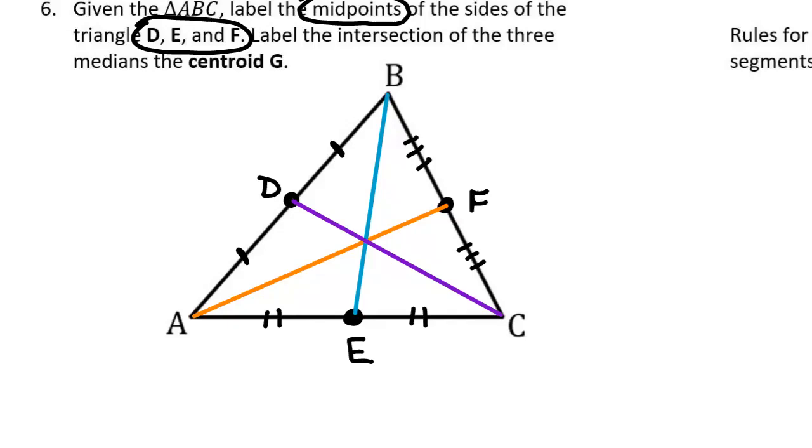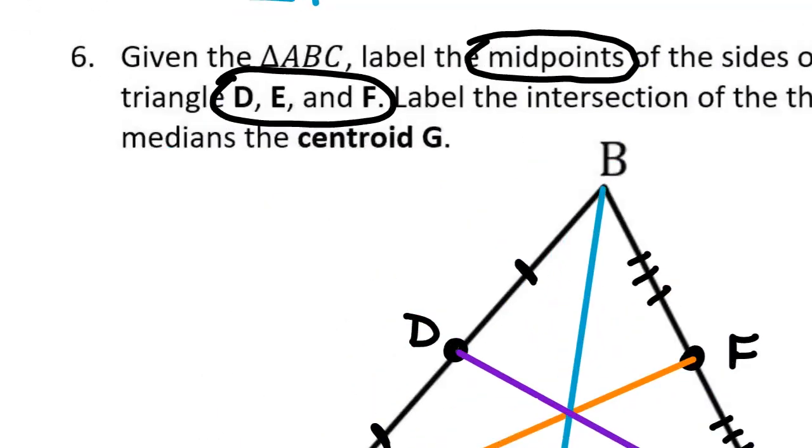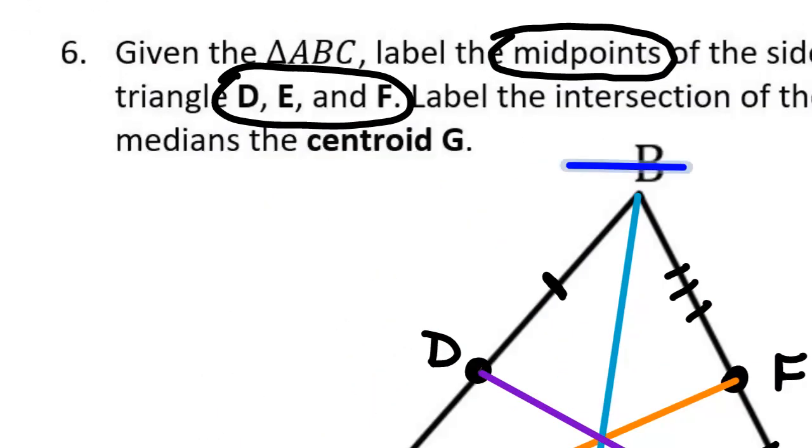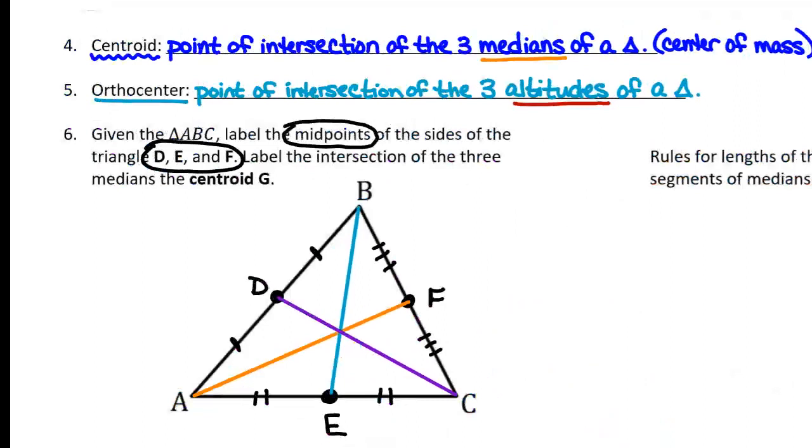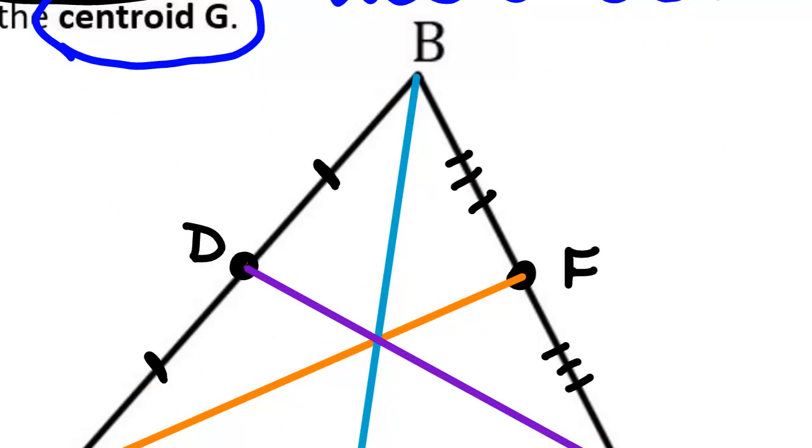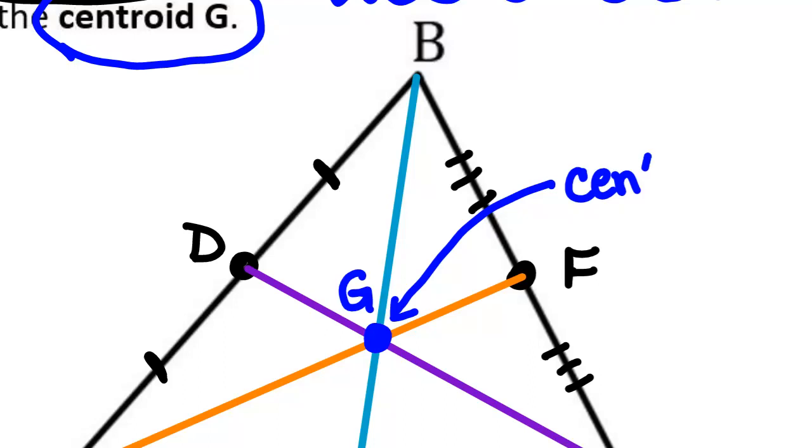And then they wanted me to label the point where all 3 of those are intersecting. It says the intersection of the 3 medians we are supposed to label as the centroid, G. So right here, I'm going to call this point G. And this is the centroid.